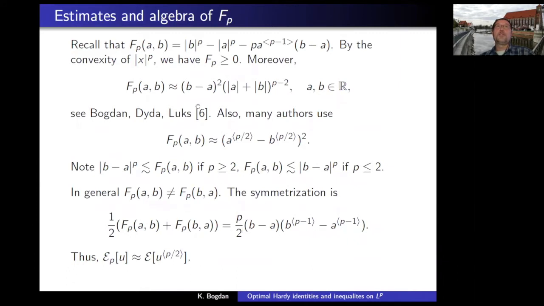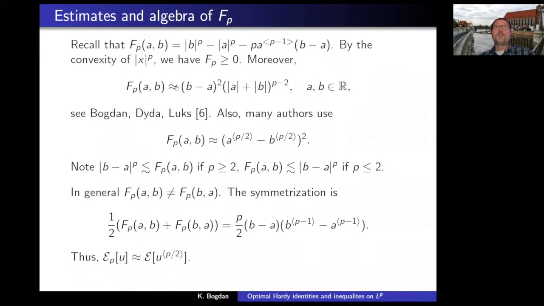So here are some estimates of this FP. We already mentioned one estimate, this one, and many authors use this estimate. And I want to also mention another elementary estimate. All of this is very elementary, but maybe we should talk about this for a while. So the other estimate, which looks very different, but of course is equivalent in a sense, because if we have an exact approximation, the two approximations must be approximations to each other.